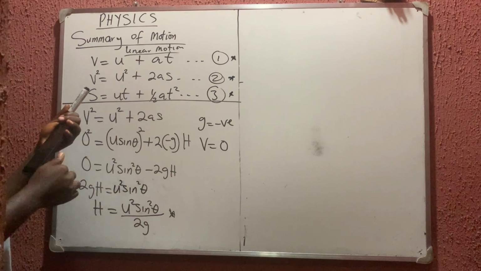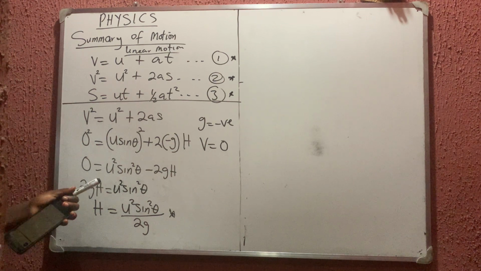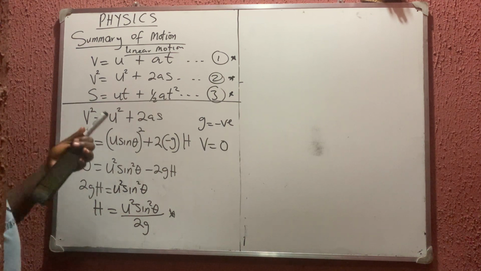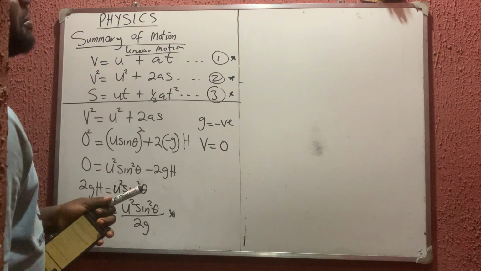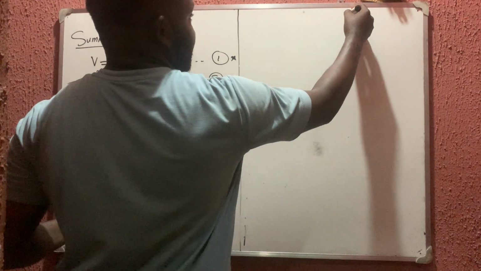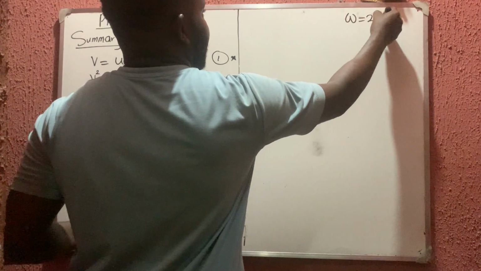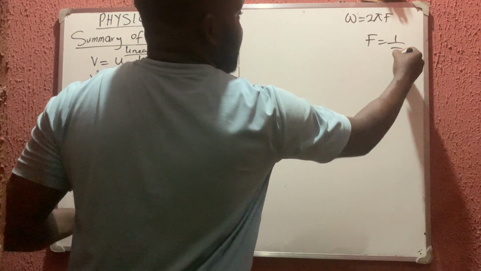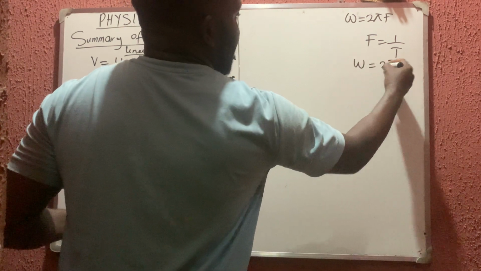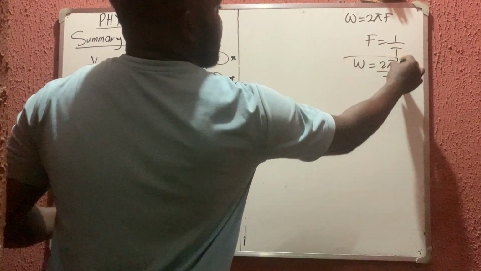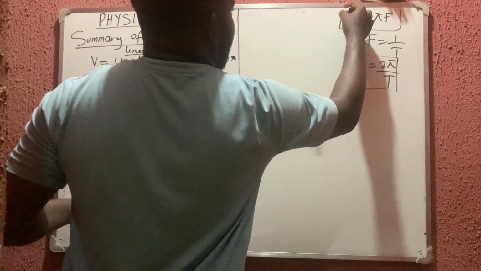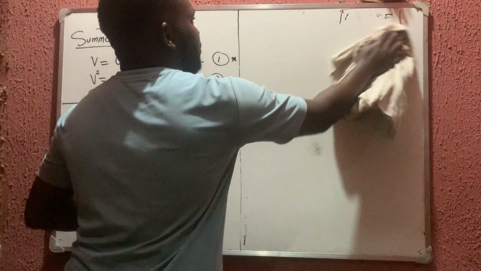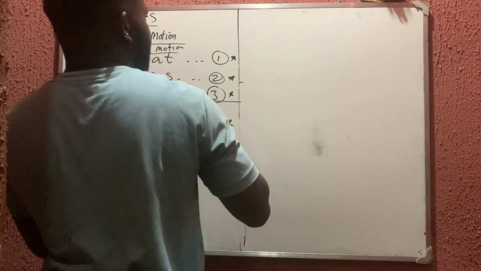For simple harmonic motion, don't forget that omega is equal to 2 pi f. I hope you know that omega is equal to 2 pi f, 2 pi frequency, and you know that frequency is equal to 1 over period. So omega is still 2 pi over period. This is another important formula for angular motion. But let's talk about simple harmonic motion, then we are done for this video.